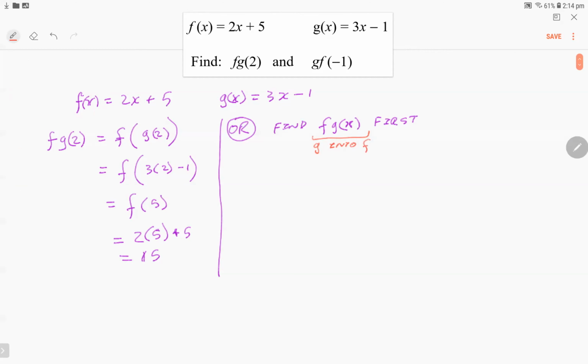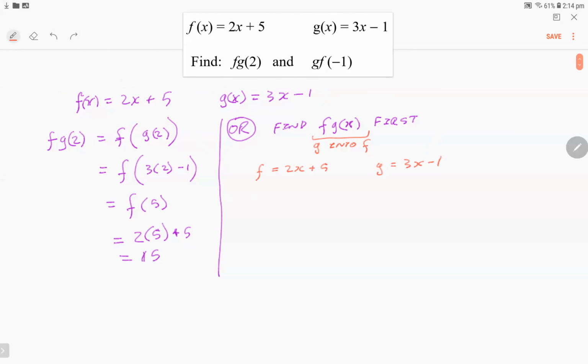So the g into f, let me write them out for you. The f is 2x plus 5, and the g is 3x minus 1. See there? The g is 3x minus 1. That's what I've written here. I just leave off the affix, I don't need to put it. And the f is this. I'm just showing you how I would form it.